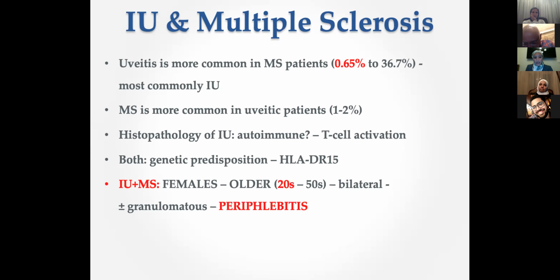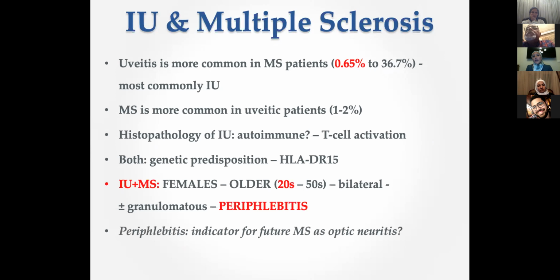The disease is usually bilateral, and the AC inflammation is sometimes granulomatous and can be very severe, similar to what we see in sarcoidosis. The most characteristic thing about MS intermediate uveitis is the almost universal presence of significant periphlebitis. The periphlebitis here is quite interesting because they found that patients with intermediate uveitis who had periphlebitis have a higher risk of developing future MS when compared to other intermediate uveitis patients who did not have periphlebitis. So one of the papers was contemplating the thought: can periphlebitis be taken as an indicator for future MS the same way we consider optic neuritis or not?